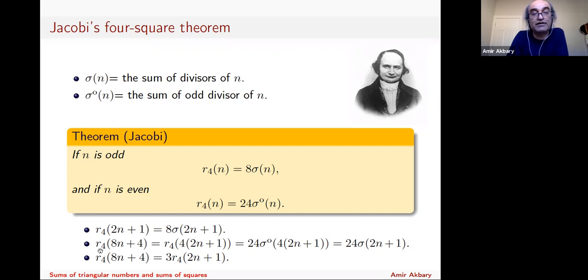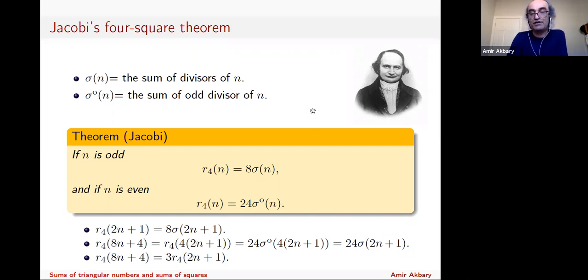R4 of 8n plus 1 is going to be R4 of 4 times 2n plus 1. So it's going to be 24 times the odd divisors of 4 times 2n plus 1. But all odd divisors of 4 times 2n plus 1 are divisors of 2n plus 1. So you get 24 sigma of 2n plus 1. And here we can see that we get this nice identity: R4 of 8n plus 4 is going to be 3 times R4 of 2n plus 1.